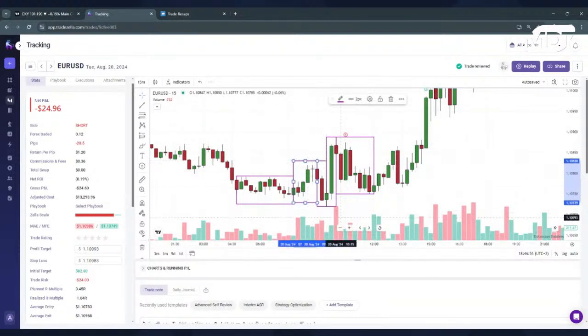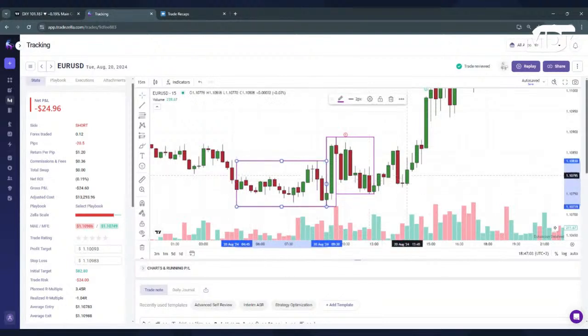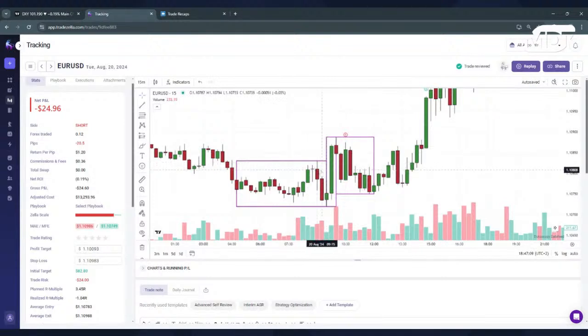But the way I think most accurately depicts it is if we just pull this back and view that as the consolidation. This is the expansion. We then pull back into this consolidation, respect it, and then continue to the upside.